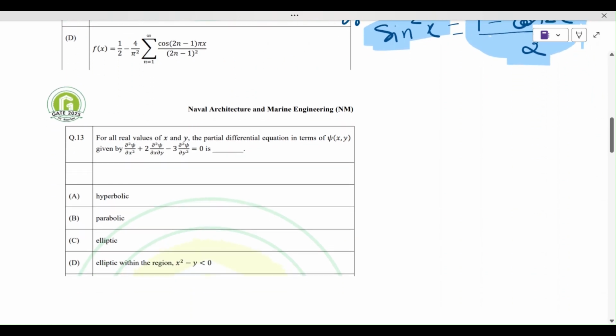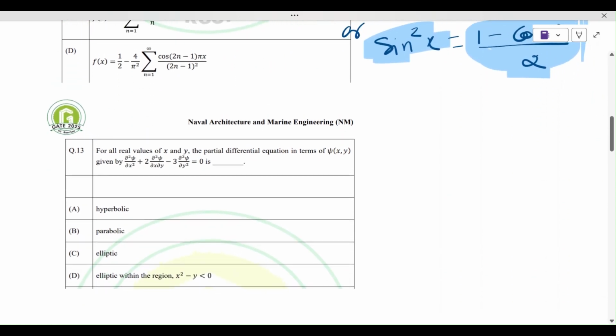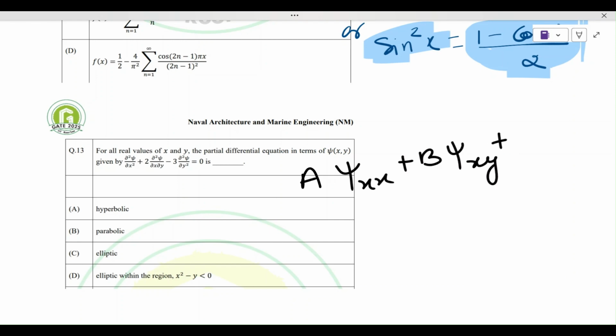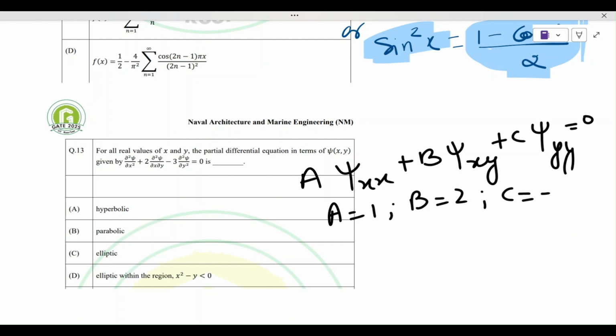Next question is, for all real values of x and y, the partial differential equation in terms of psi xy is given by. So whenever we are having this type of question, we have to find out whether it is hyperbolic, parabolic, or elliptic. So we are going to compare it with a psi xx plus b psi xy plus c psi yy equals 0. And here you can see A is 1, B is 2, C is equal to minus 3.